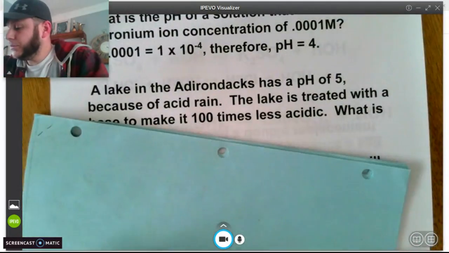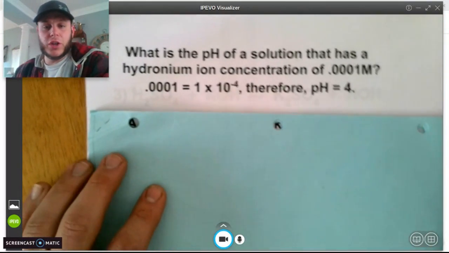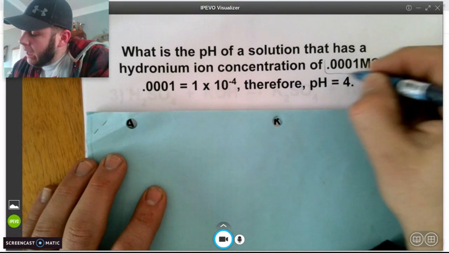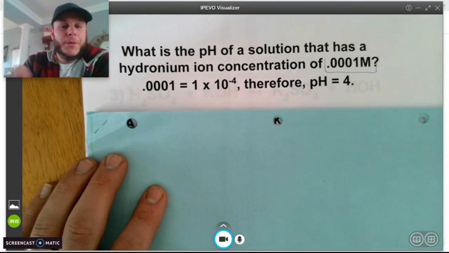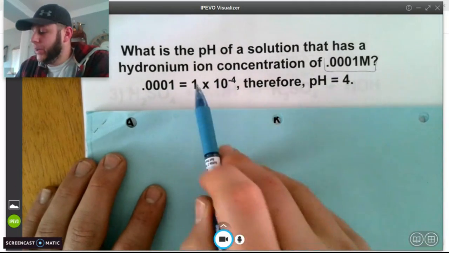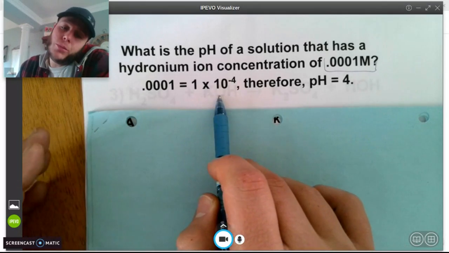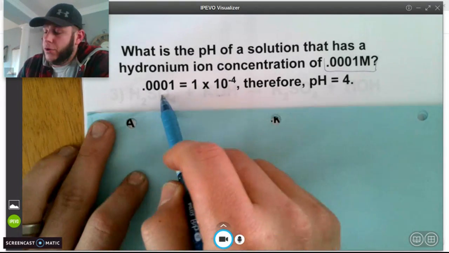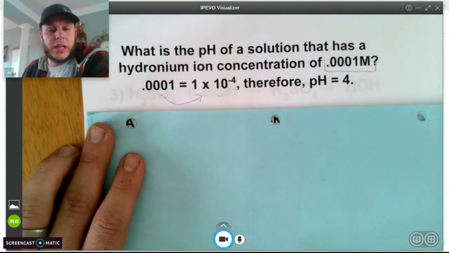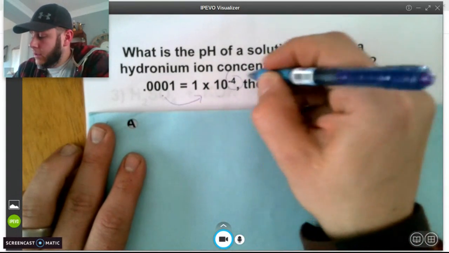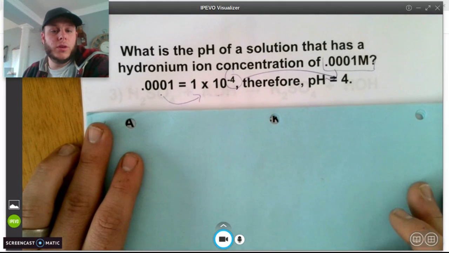All right, so a couple of quick things to finish this off. Sometimes you might be given a number of molarity, not an exponent. And then what you have to do is convert your numerical concentration into an exponential concentration, and then just follow the same thing. 10 to the minus 4 is a pH of 4.